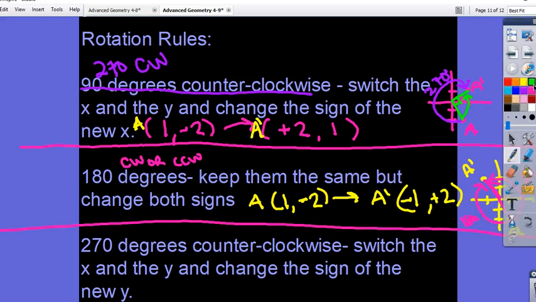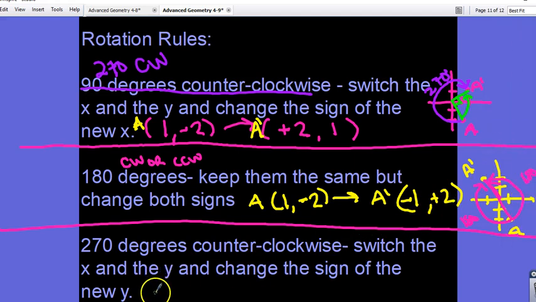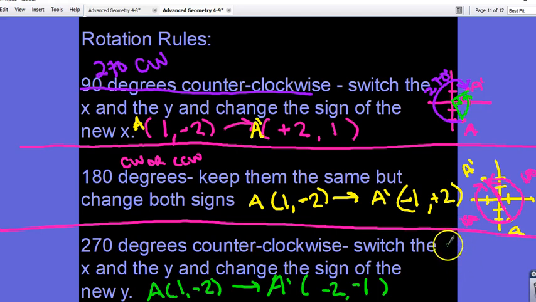Let's look at our next one. So on this one, 270 degrees counterclockwise: switch the x and the y, change the sign of the new y. So your A is at (1, -2). When we apply 270 degrees counterclockwise, we get our A prime, our image of A. Switch the x and the y, change the sign of the new y. So (1, -2) becomes (-2, -1). Let's check this one out. (1, -2), that's our A, becomes (-2, -1).